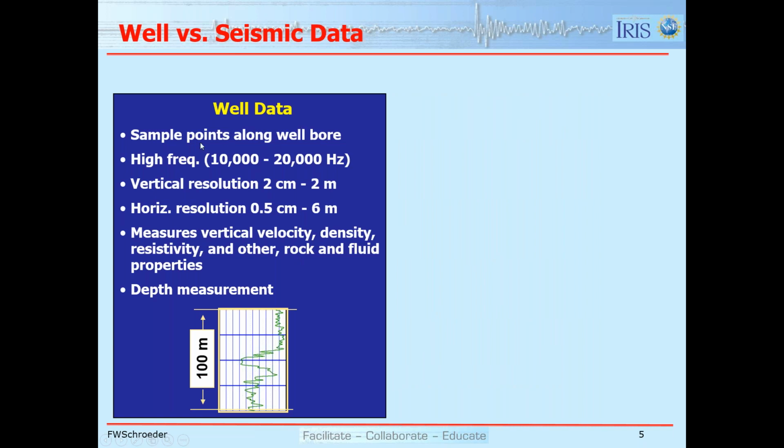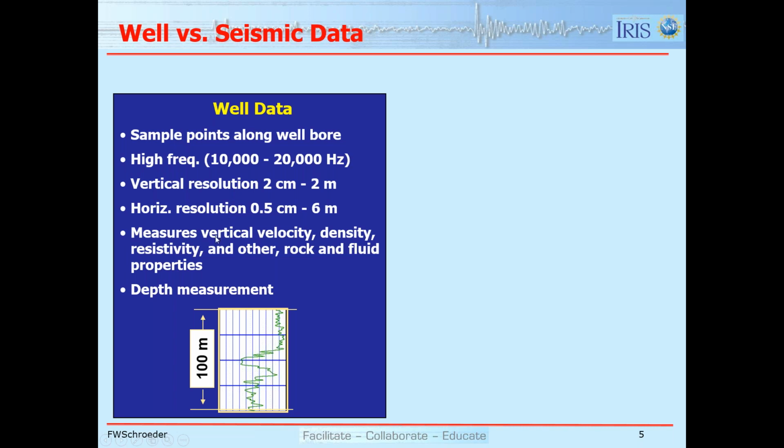So very briefly on well data, we sample points along the well bore. That could be a pure vertical path or it could be a deviated path. If we have a sonic log, the frequencies that we are using to get sonic data is 10 to 20,000 hertz, much higher than the actual seismic. We have very good vertical and horizontal resolution.